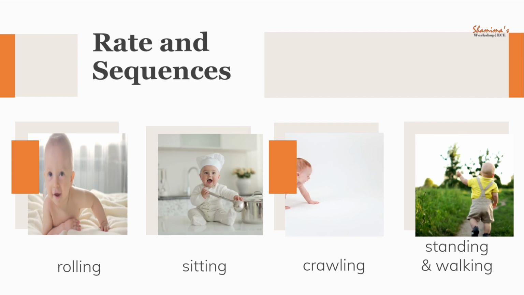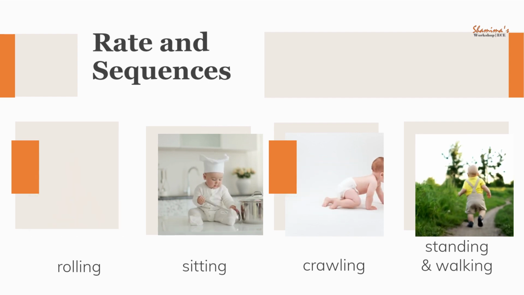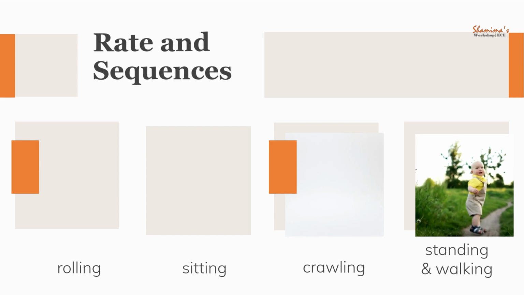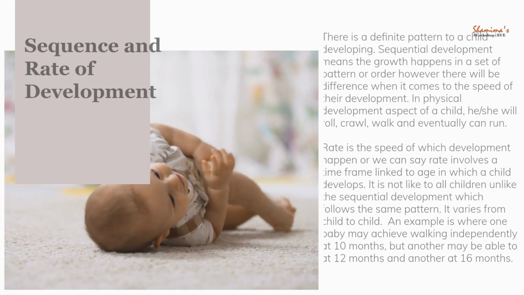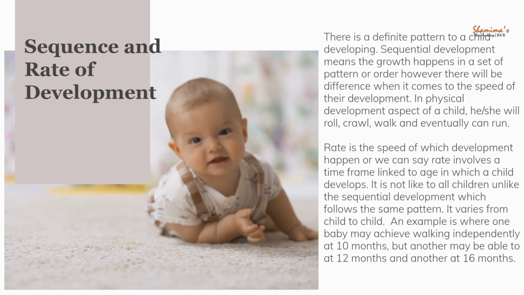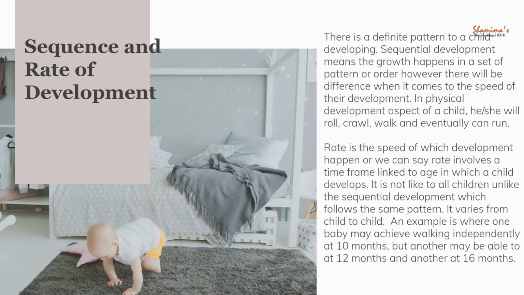Rate and sequences in child development. Let's see why young children's development may occur in different sequences and at different rates. There is a definite pattern to a child developing. Sequential development means the growth happens in a set pattern or order, however there will be differences when it comes to the speed of their development.